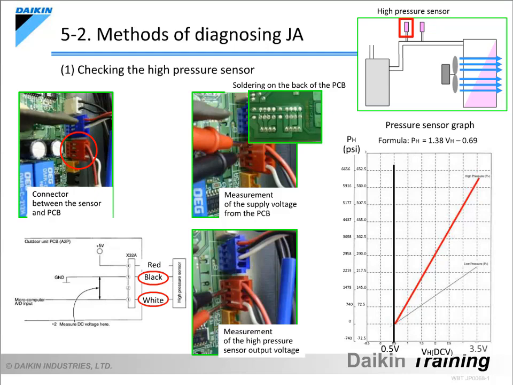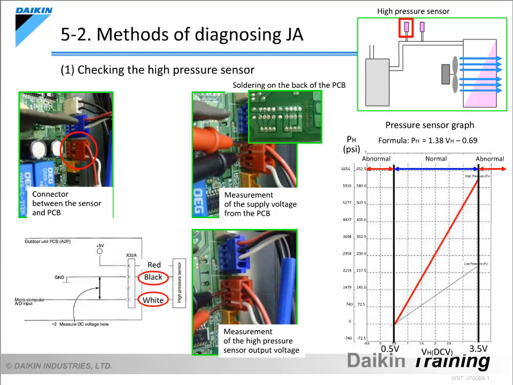To measure the DC voltage, set the tester to the DC mode. And, as shown in this photograph, place the tester's negative probe on the black wire at the high-pressure sensor's connector and the positive probe on the white wire. If the voltage reading ranges between 0.5 and 3.5 volts, there is no problem with the pressure sensor. If the voltage is lower than 0.5 volts or higher than 3.5 volts, there is a problem with the interior of the sensor and the sensor must be replaced.